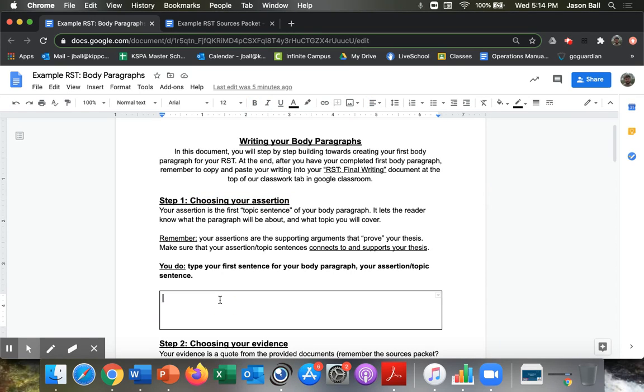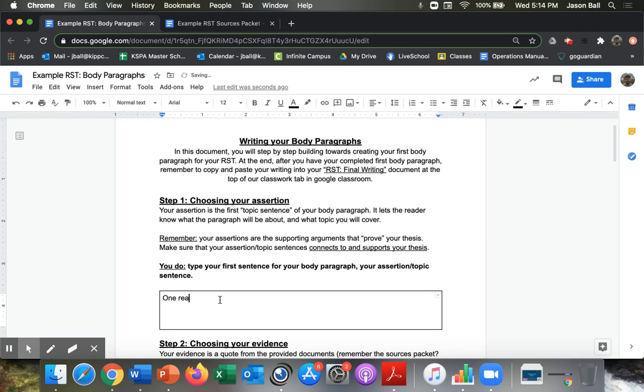So first, I would remember back to my thesis, which I had written yesterday, and I would type that in my own words here in this box as kind of like, again, a topic sentence. That's what your assertion is, the topic sentence telling the reader, this is what this paragraph is going to be about. So here, I'll start typing in the box my assertion or topic sentence for my paragraph.